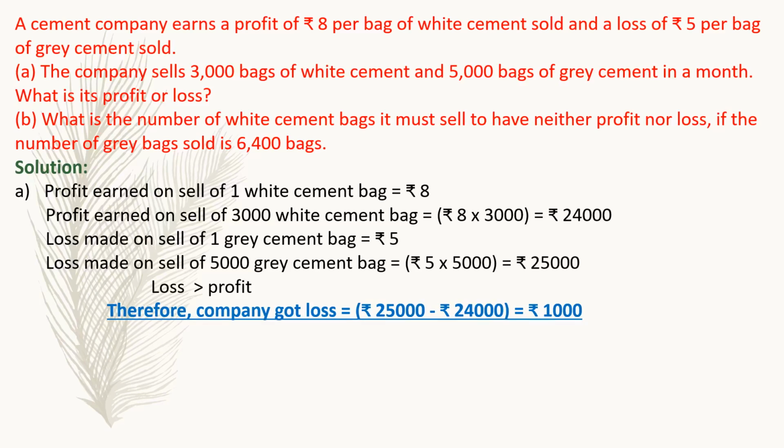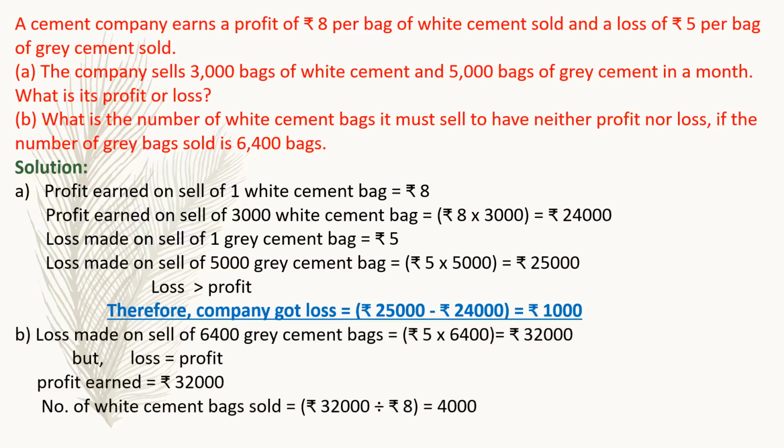Now the question is, they want to ask how many white cement bags must be sold to have neither profit nor loss. Means what? The loss made on the selling of 6,400 grey bags must be equal to the profit on the selling of white cement bags. So we have to find that number. Now see how we will find out.